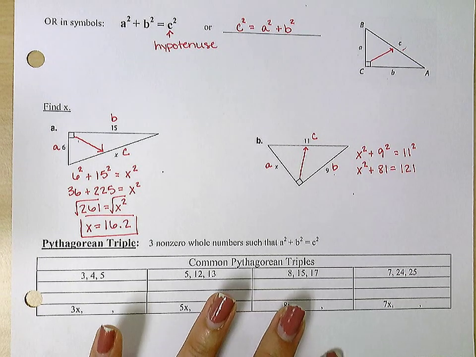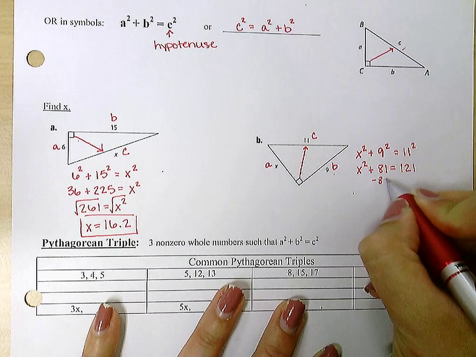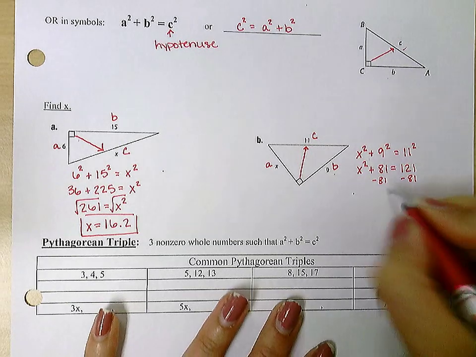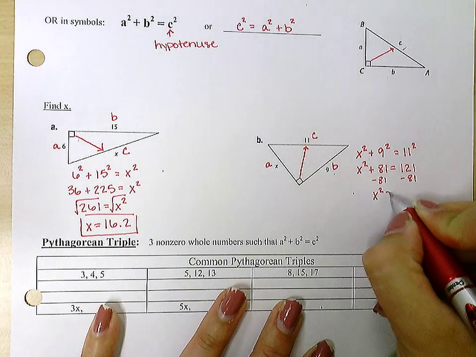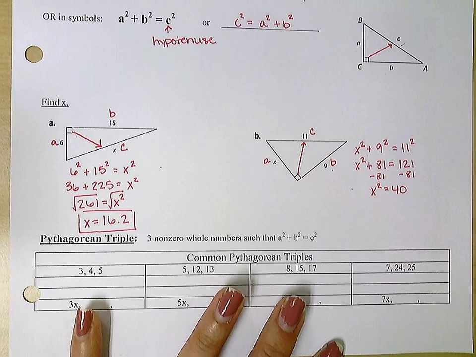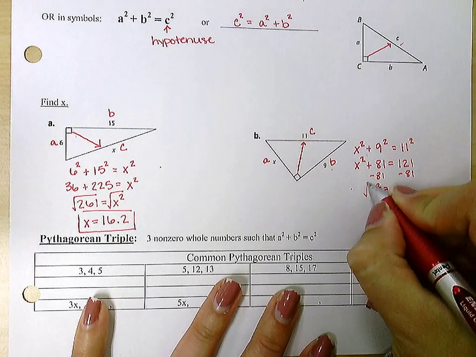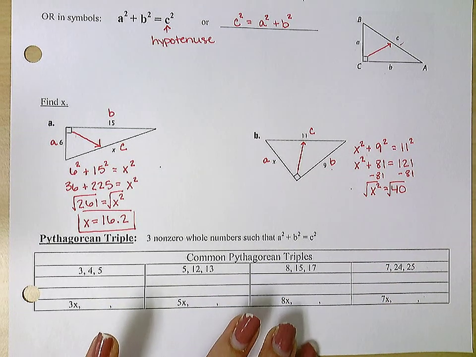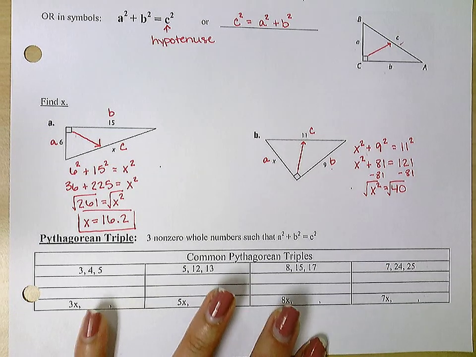Okay, you want to subtract 81 from both sides of your equation. So we have x squared is equal to 40. Now again, I want x by itself, so I am going to take the square root of both sides. Tell me if I'm going too fast.